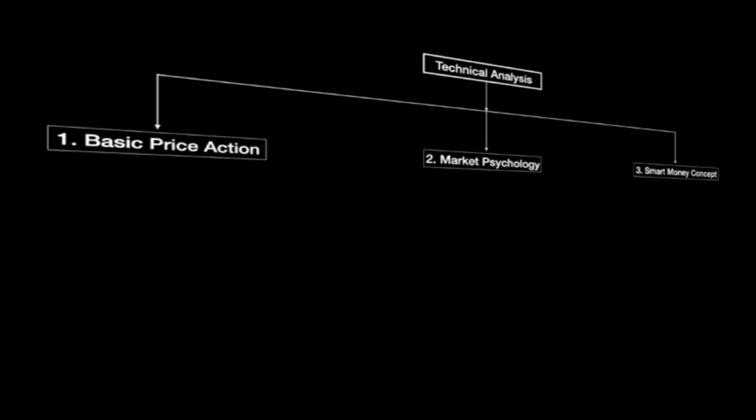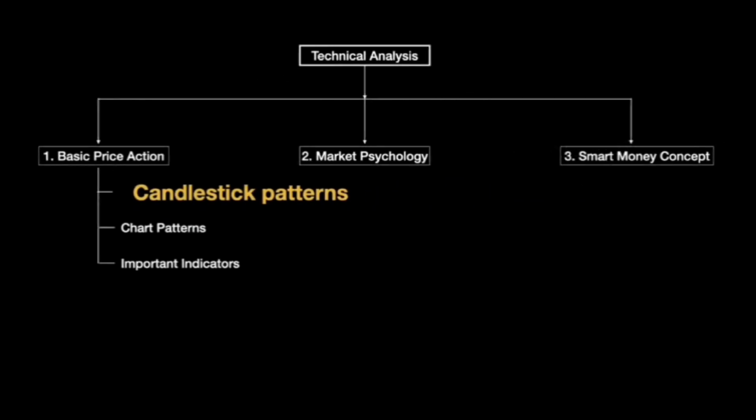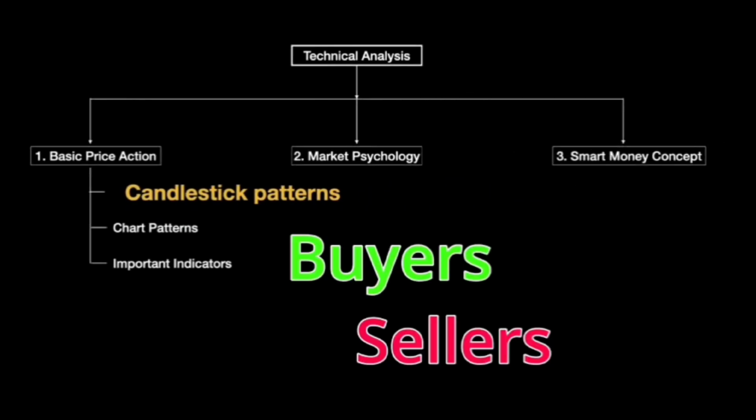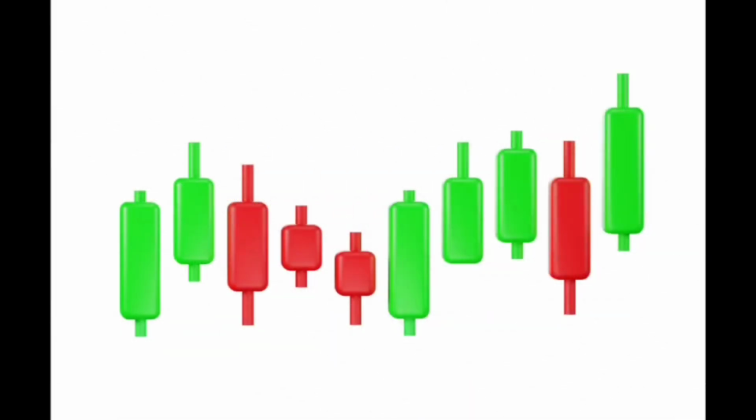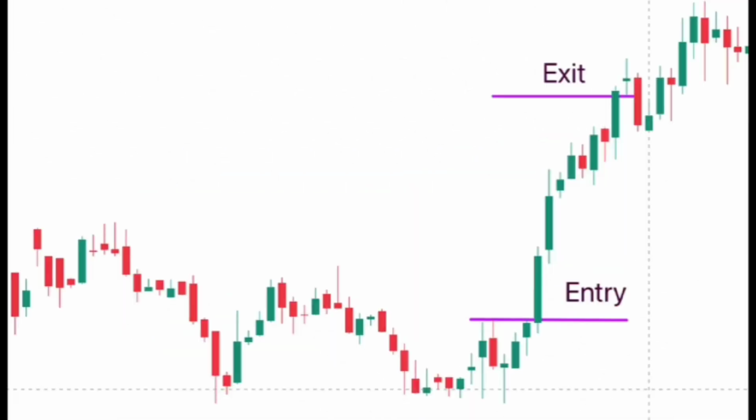In Level 1, we will learn about candlestick patterns, chart patterns, and important indicators. Candlesticks help us understand the psychology of buyers and sellers. By mastering candlestick patterns and using them correctly, we can improve our entry and exit points in any trade.